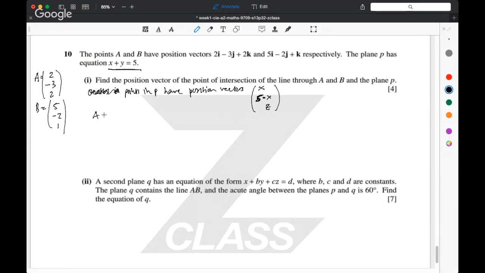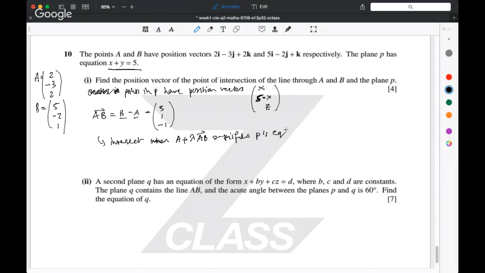Now the line through A and B contains the vector AB, and this is just B minus A, as we know, and that's going to be equal to (3, 1, -1). And they intersect when the line A plus lambda AB satisfies P's equation.